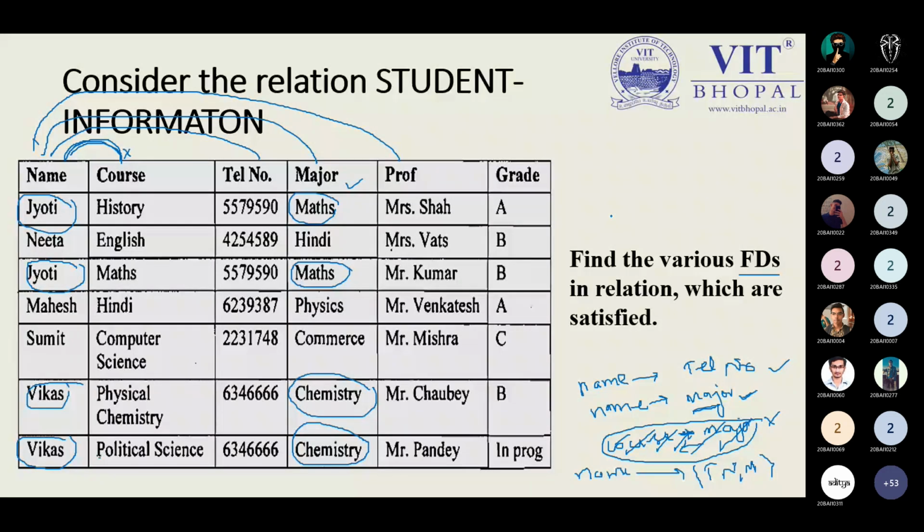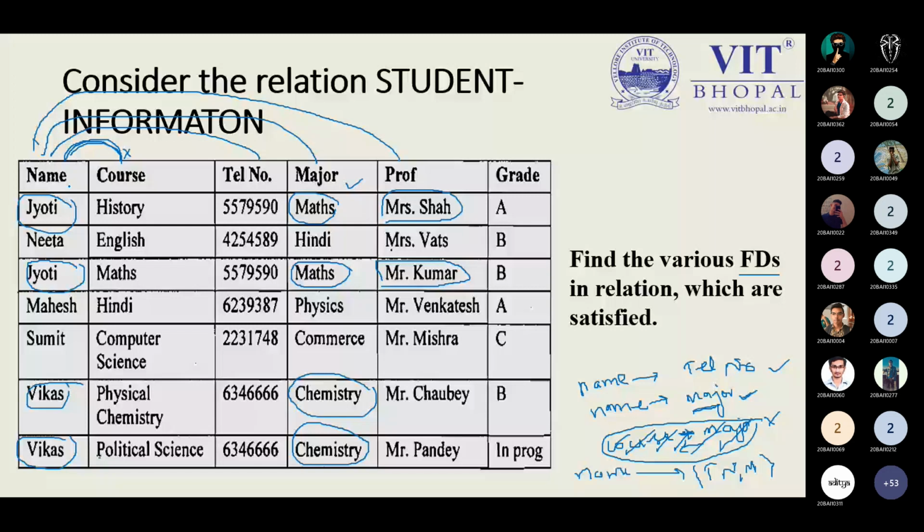Okay. So Jyoti, when she is opting for the course under the major mathematics, then the professor is the major staff. And when Jyoti has chosen the maths course, she belongs to another professor, that is Mr. Kumar. So here what is the point? The name and professor attributes are not dependent, because here we are having different data values.